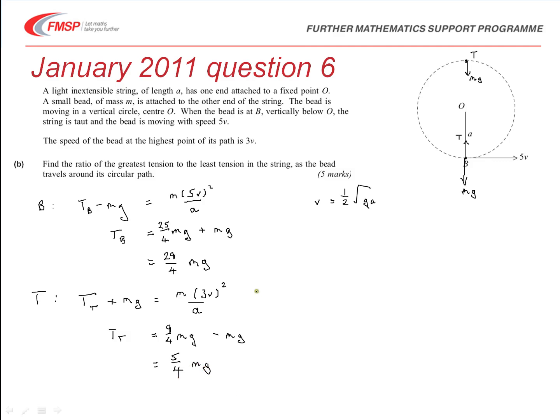Finally, we need the ratio of these tensions. So we need the ratio of the greatest to the least. So we need the ratio of TB to TT, and that will equal, well, we can see we've got 29 over 4 mg, 5 over 4 mg, so the 4, the m and the g are all going to cancel, so we'll end up with a ratio of 29 to 5.